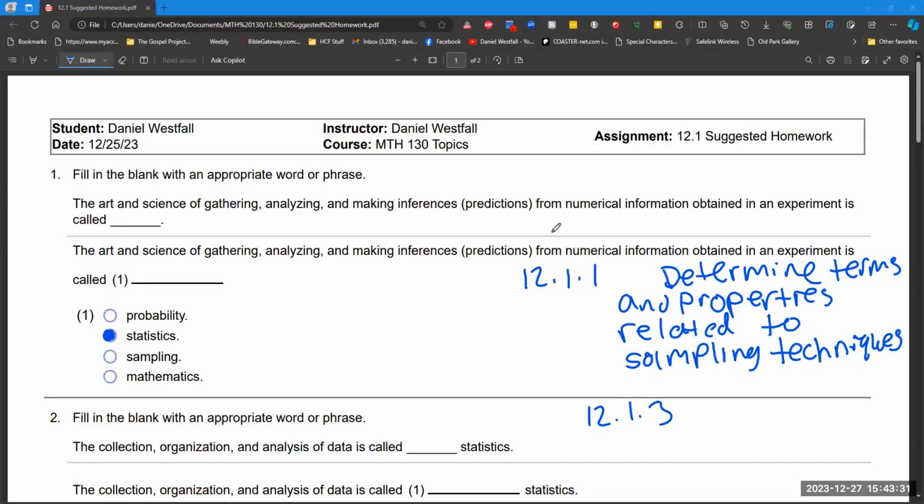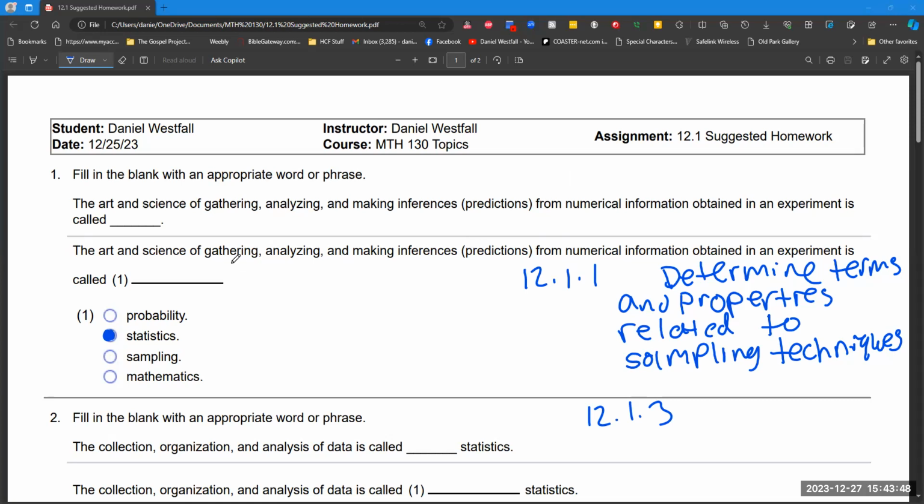This video, we're going to determine terms and properties related to sampling techniques. These are our questions from 12.1, and they're all definition type questions. So I have filled in the bubbles here for you to complete the definitions. We'll just go through them here.